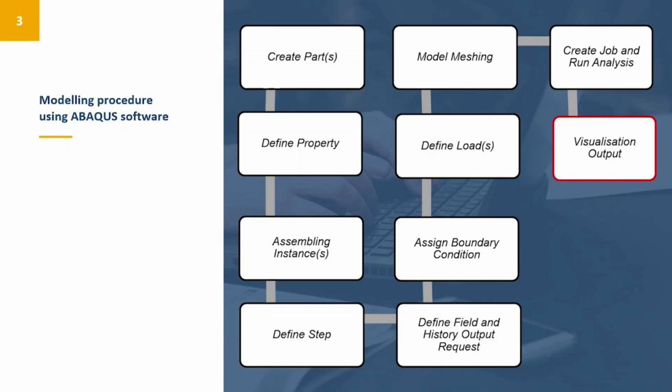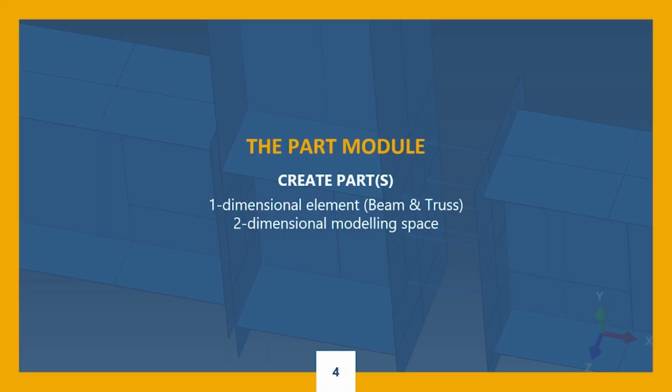Now, we are going to prepare a finite element model using 1D elements, and conduct a linear static analysis. If you are using the ABAQUS software, these are the general procedures for finite element modeling. We will go through the procedure step by step. Let's move to the first section, the part module.